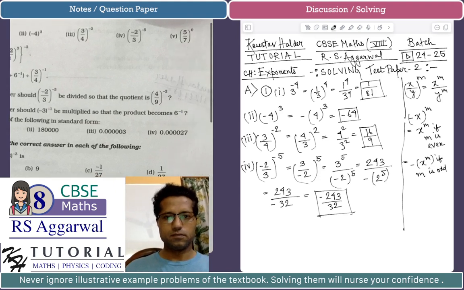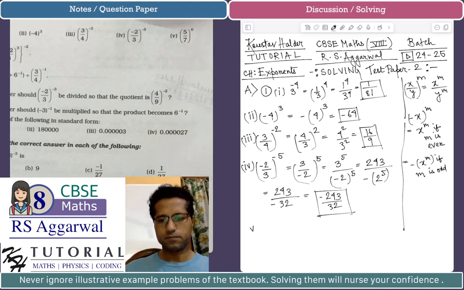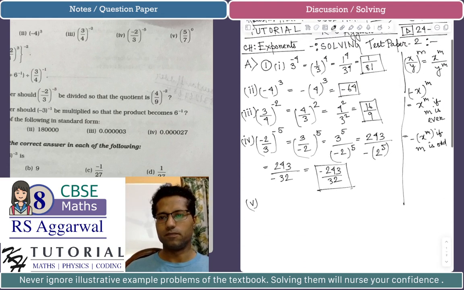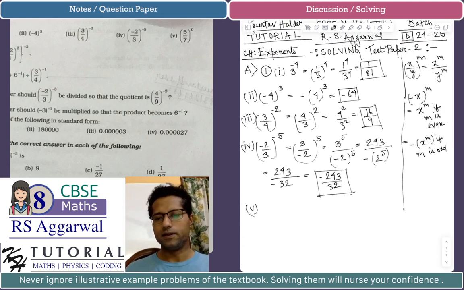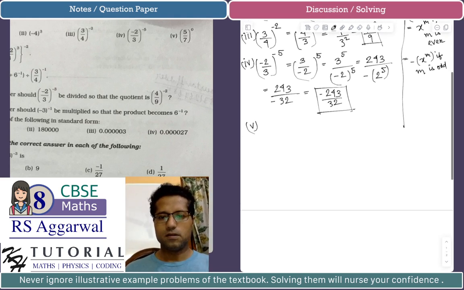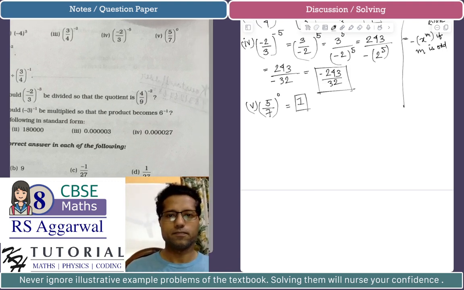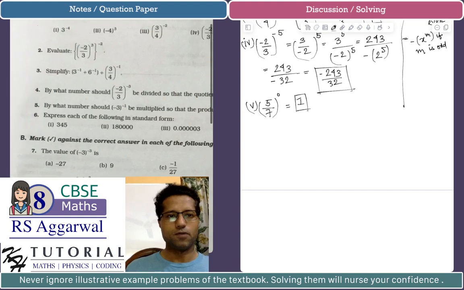We have another one, that is part 5. While I am solving the problem, you can pause the video and take a screenshot of the solution for your future reference. Okay. 5 is pretty simple. This is 5 by 7 raised to the power 0. Any non-zero rational number raised to the power 0 is always 1. Okay, so that was problem number 1.